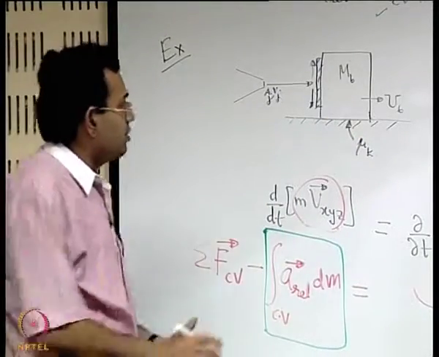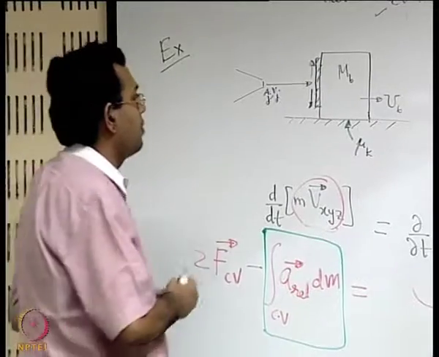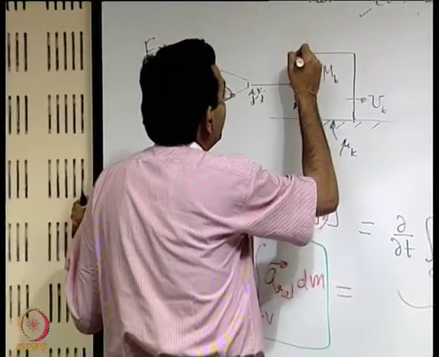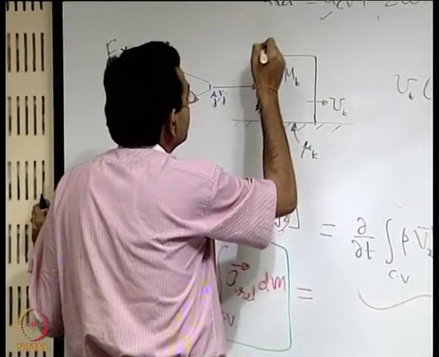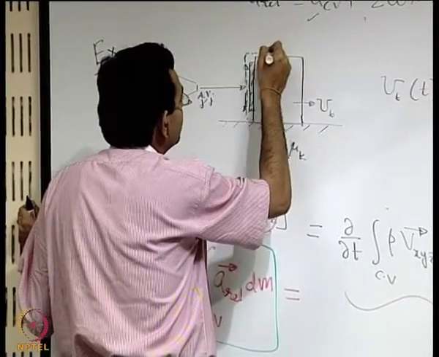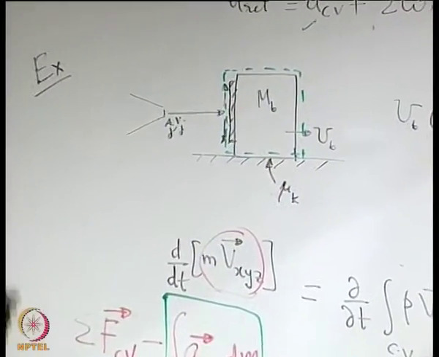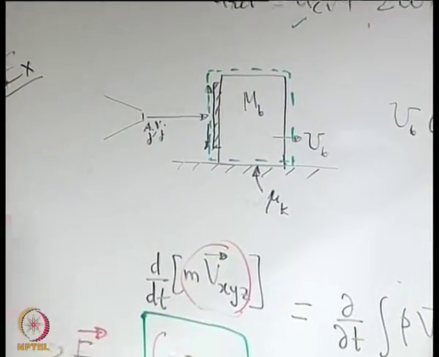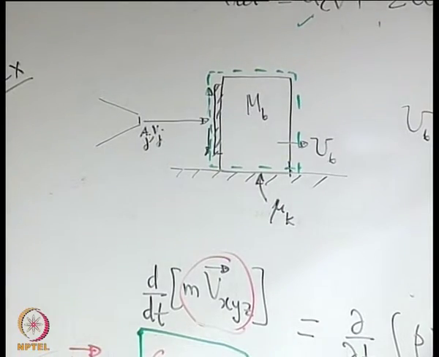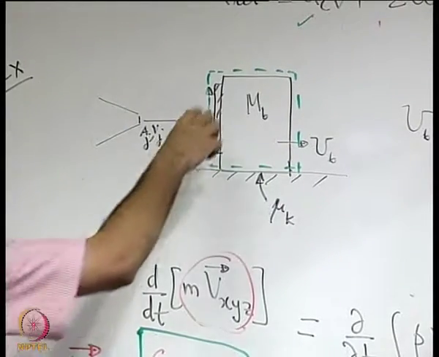Now let us consider a control volume. Maybe let us say that we have the control volume like this, which contains the block and whatever water is adhering to this vertical plate.